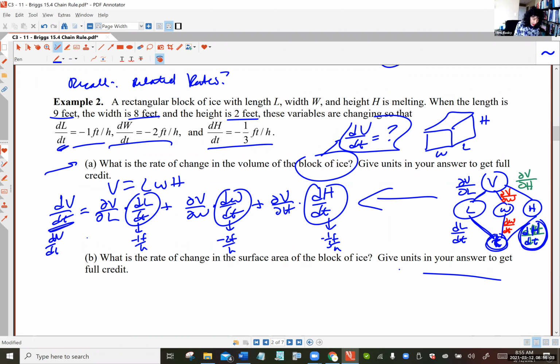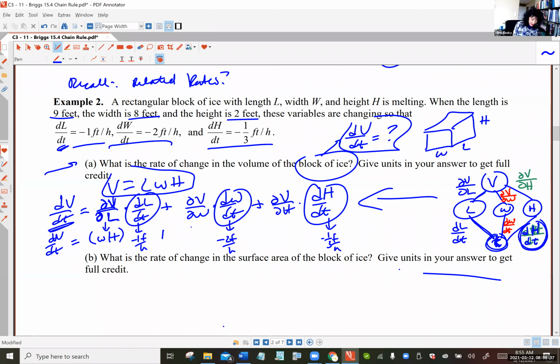Knowing that the volume is this function, L times W times H, what is the partial of that with respect to L? So we're getting dV dL right now. So you're going to have to hold W and H constant and differentiate with respect to L. What are you going to get? WH? Yes.